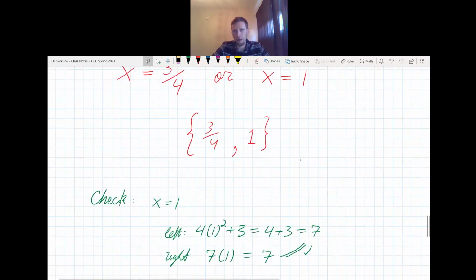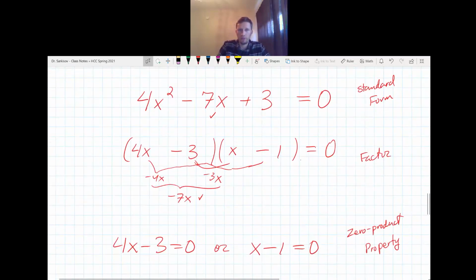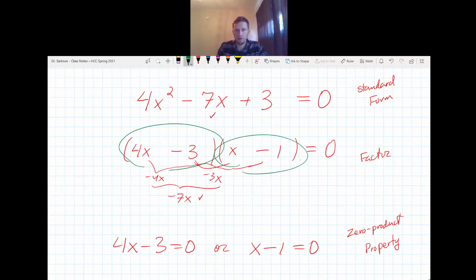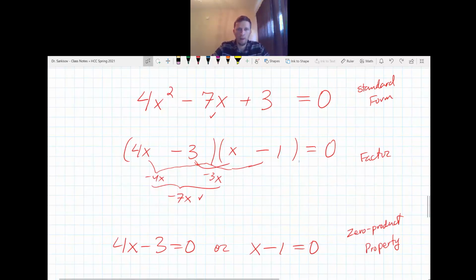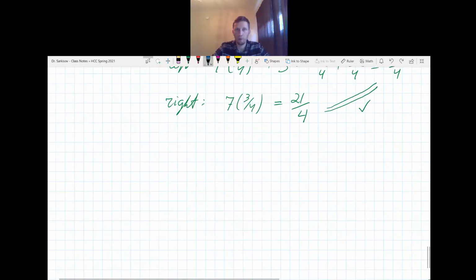So we have the two answers, and we know we don't have to go further because only two numbers can make this 0, or this 0. Nothing else is going to make the whole thing equal to 0, because then both would not be 0. Okay, so we checked. That's good. Let's move on. More problems.